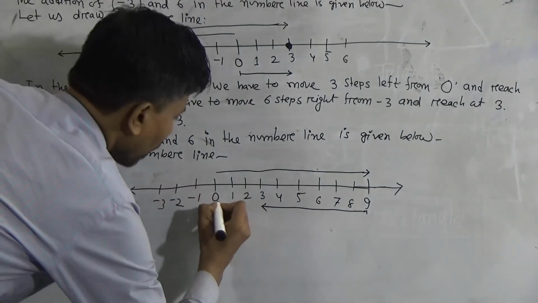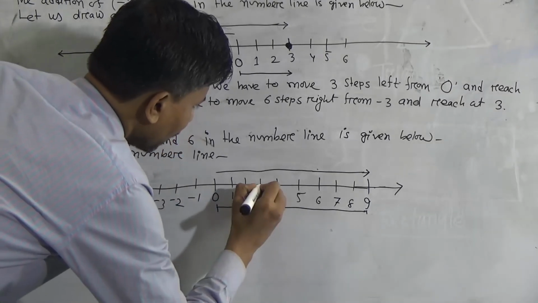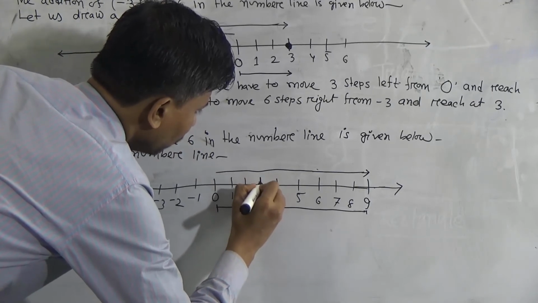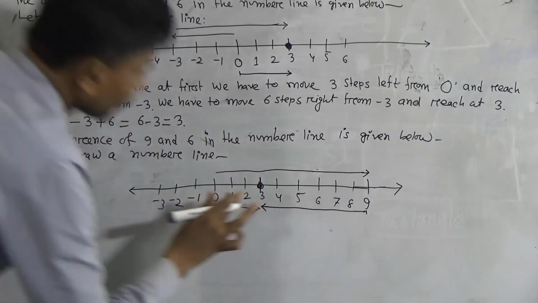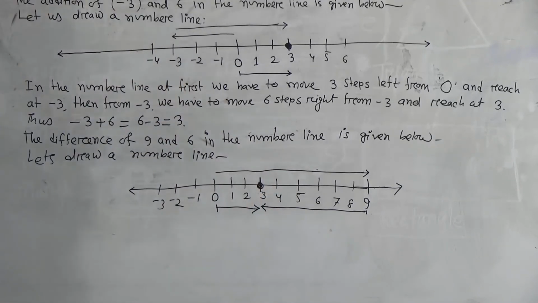So you have to give like this way, arrow sign, and the result will be positive 3. So you have to underline. Okay, student? This is the 3. Now we have to write the description. Okay, student, please see.